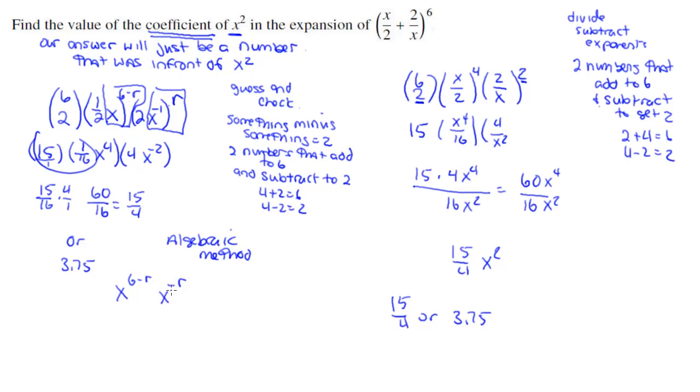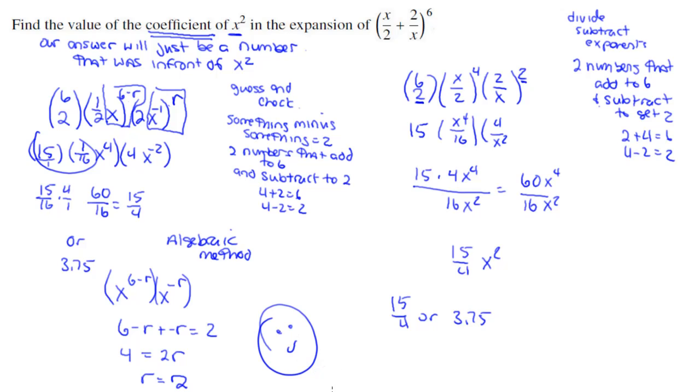And then it's going to be x to the, well, -1 times r is -r. And keep in mind, when I multiply these two together, I'm going to add their exponents. But in this case, I want them to equal 2. So if I go ahead and subtract the 2 on the one side and get the r's on the other, I can find out that r should be 2. And that's how that works.